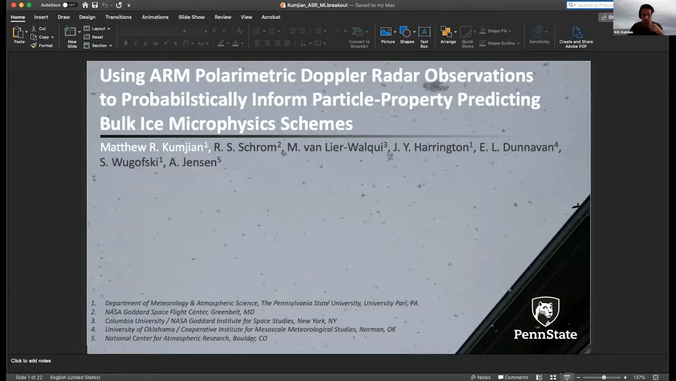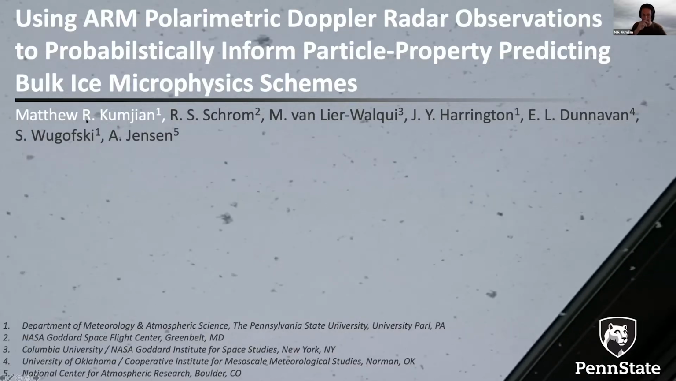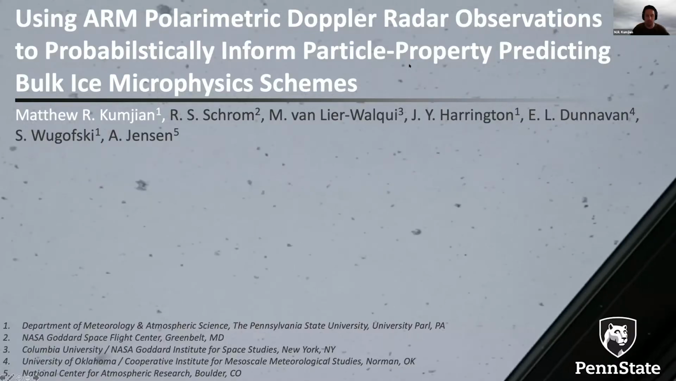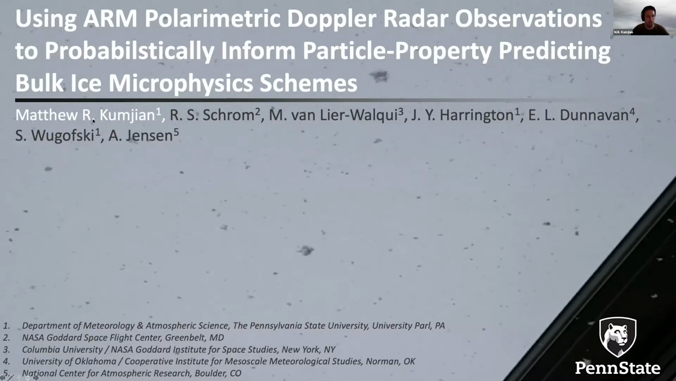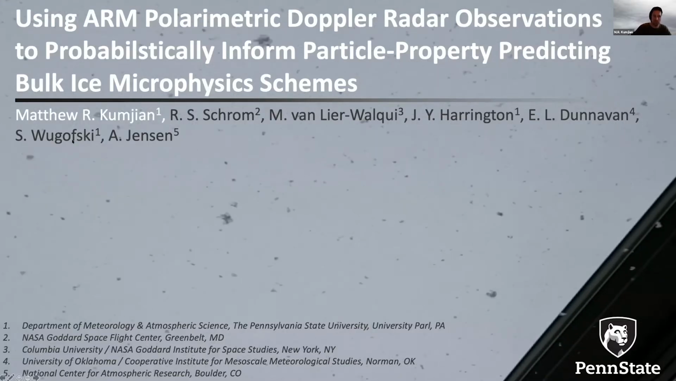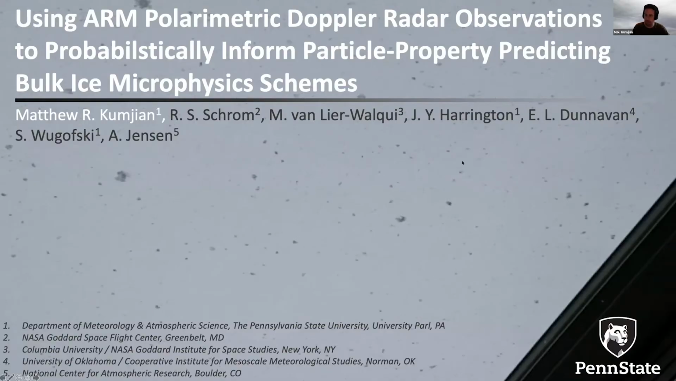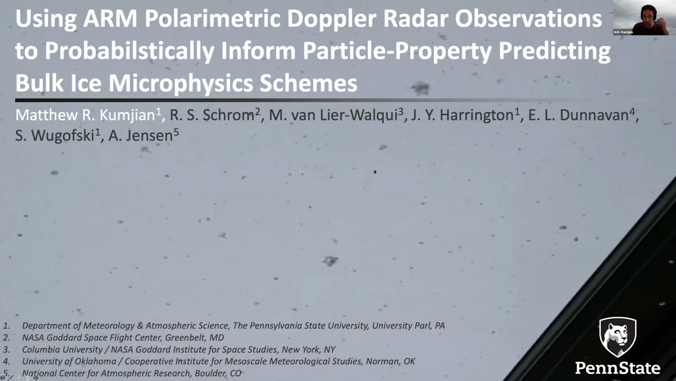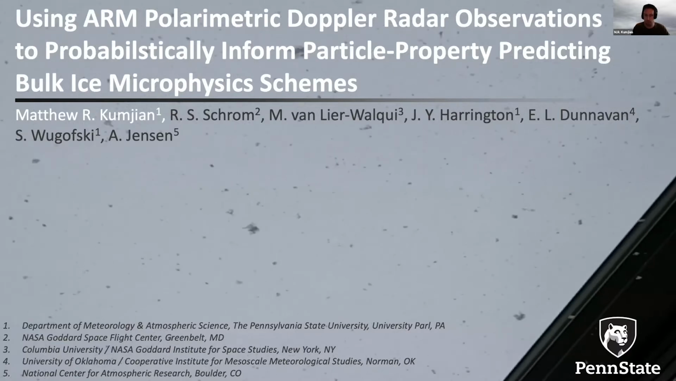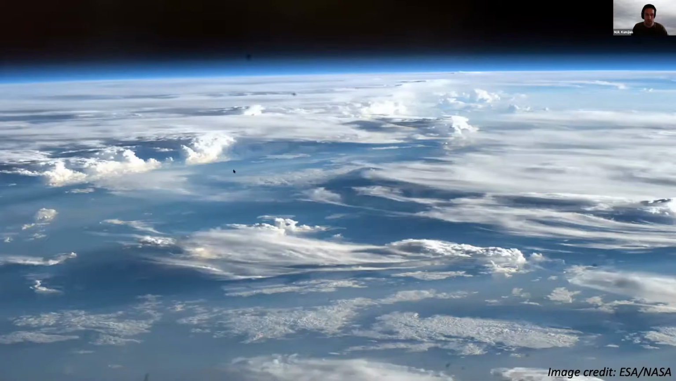So I'd like to thank my collaborators on this project: Robert Shrum, former student of mine who's now at NASA, Marcus Van der Welke, Jerry Harrington at Penn State, Lee Donovan, former student at Penn State who is now at Sims and OU, and new student Sarah Gott at Penn State, and then Anders Jensen, now a former Penn Stater who's now at NCAR. So I'm going to shift gears a little bit and talk about snow and ice microphysics now, but using some of the same ideas that were led in by Hugh and Carly.